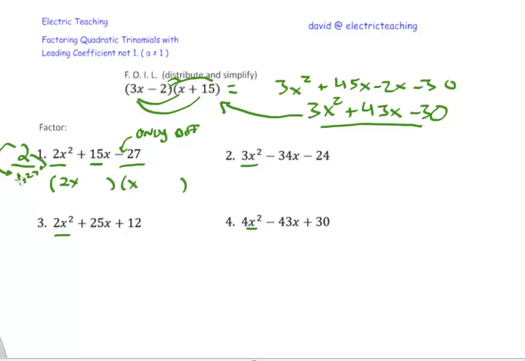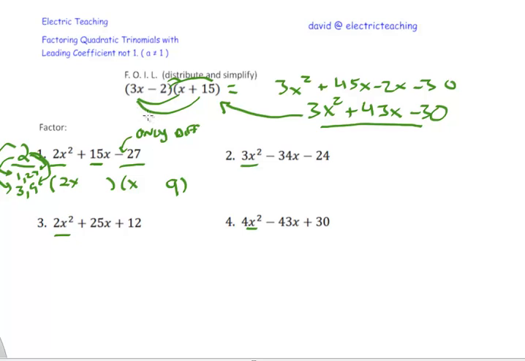Next factors, 3 and 9. 2 times 3, 6, difference with 9, nope, not 15. 2 times 9 is 18. Difference with 3 is 15. We do have a match. I now know the 2 needs to be multiplied to the 9. Well, the only way the 2 is going to get multiplied to the 9 is if I put it over here. And that's why I wanted to make sure you understood the foiling.